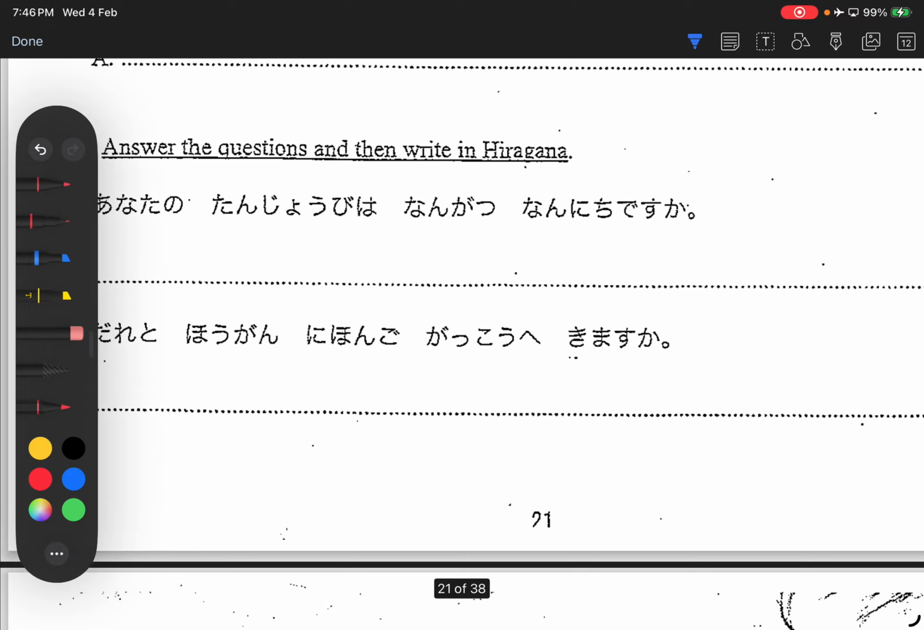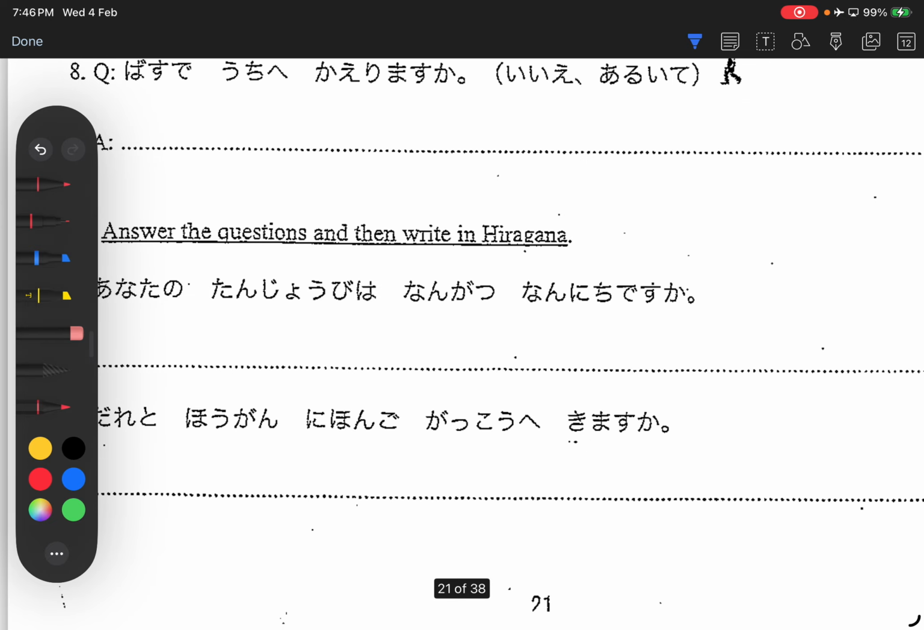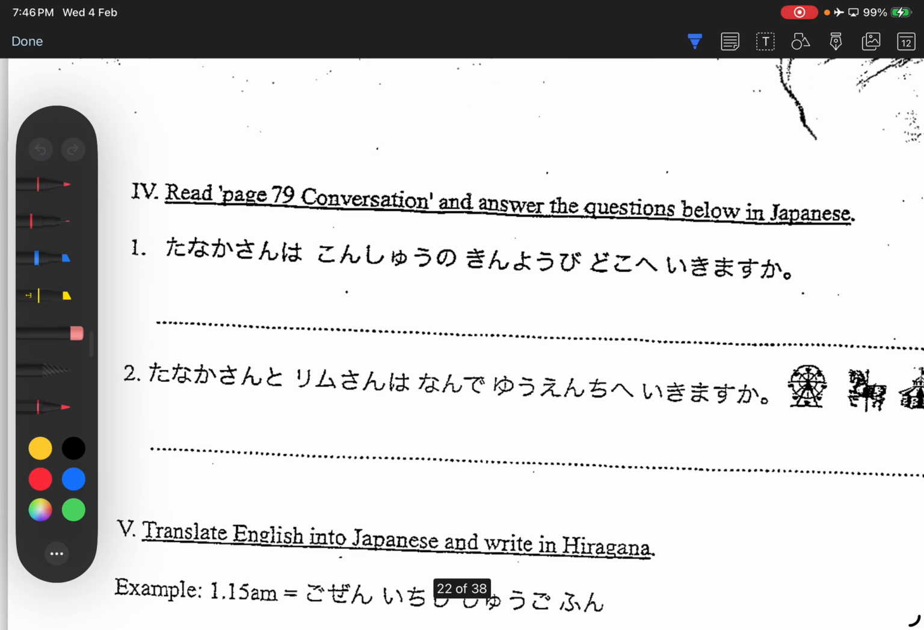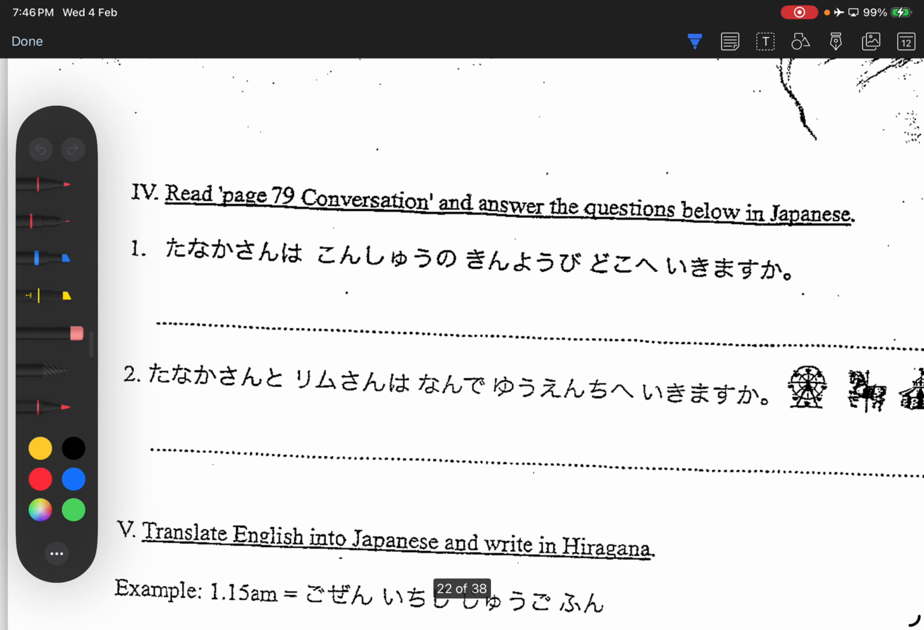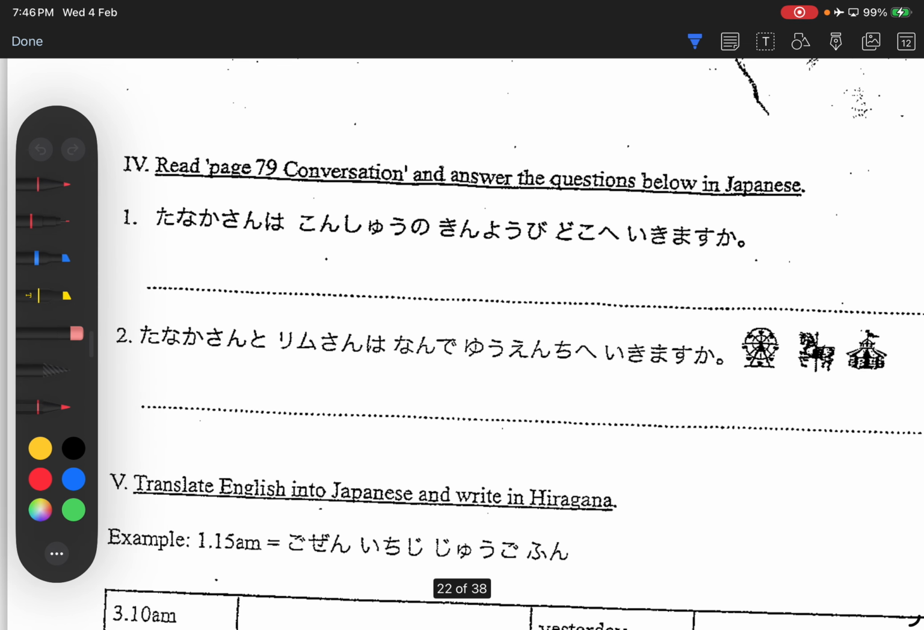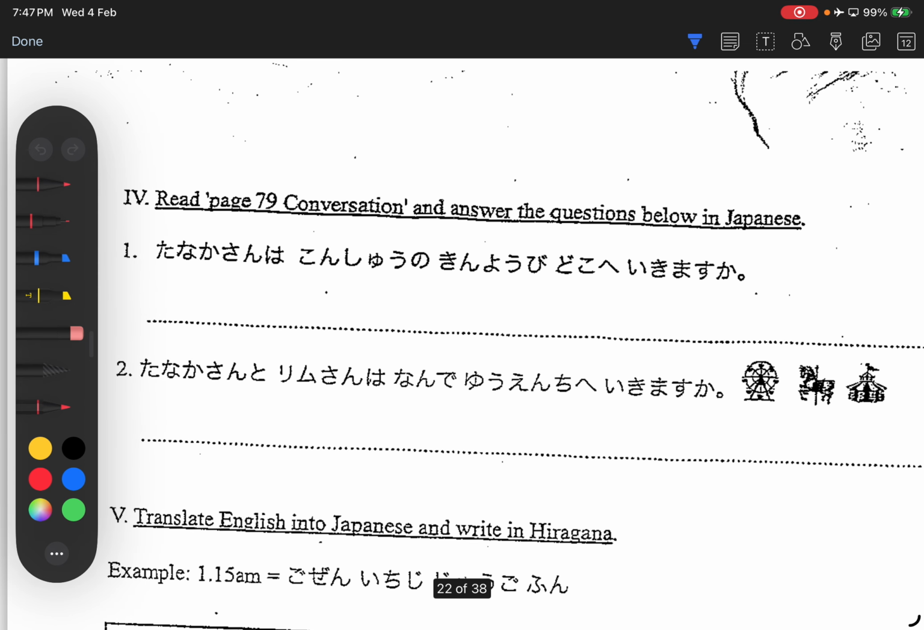Any questions for lesson 7 homework? No. Very fast, we finished early. Oh, still have, sorry. Still have one page, the listening comprehension. Read the page 79 conversation. So this is referring to the lesson 7 conversation about going to the amusement park.